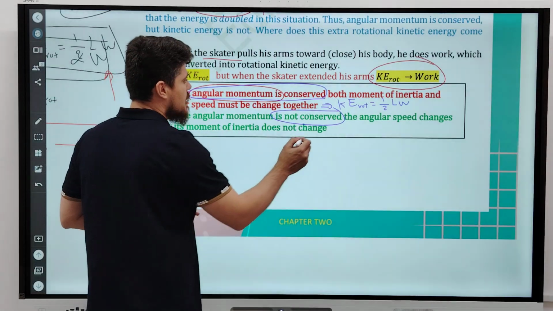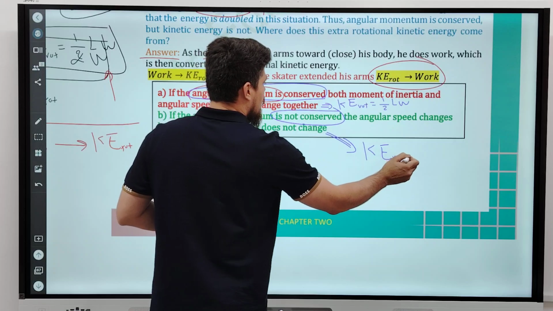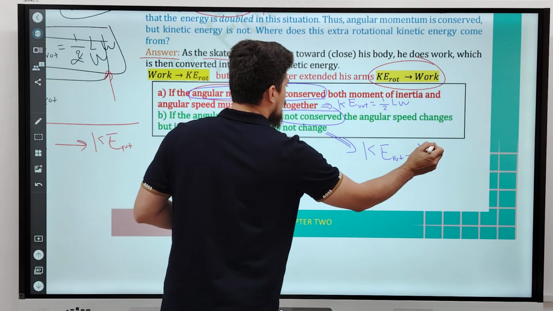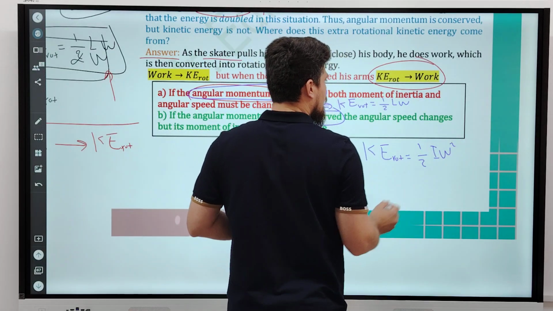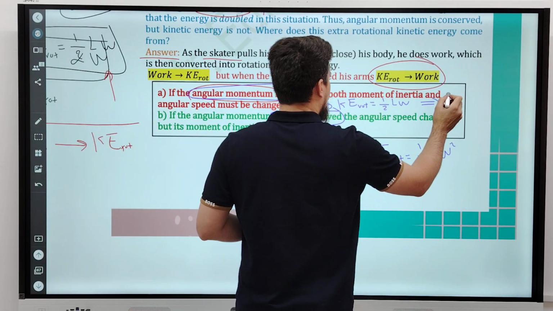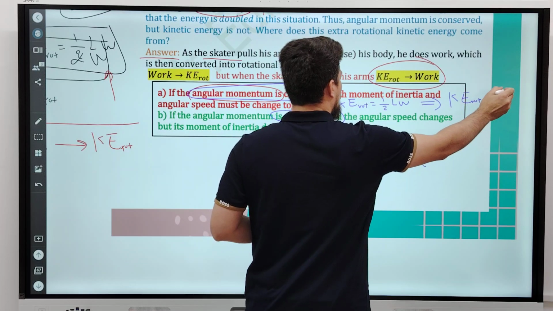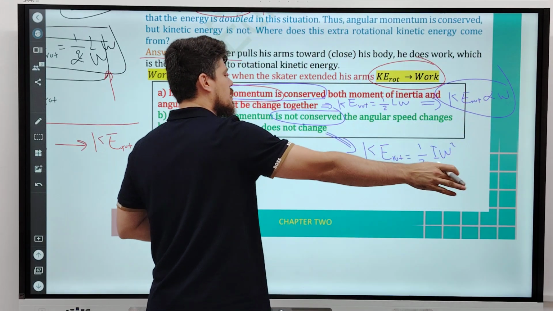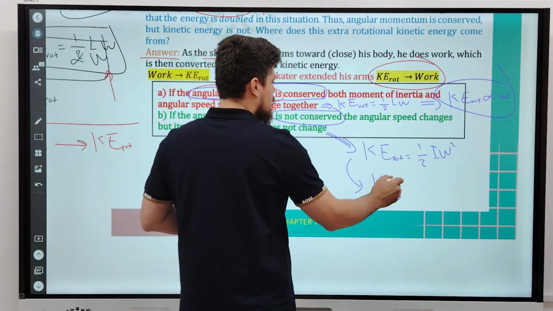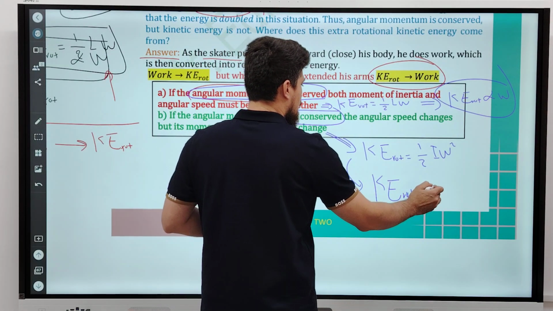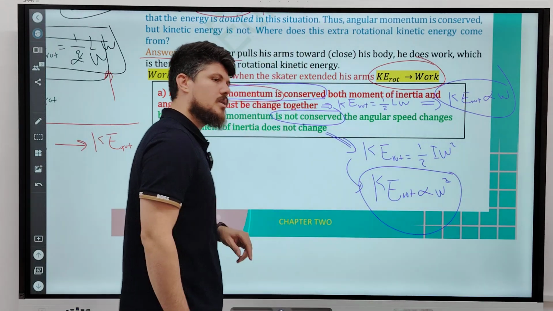So in that case, rotational kinetic energy is equal to 1/2 I omega squared. Look, for the conservation of angular momentum, rotational kinetic energy is directly proportional to the angular speed without the square. But when the angular momentum is not conserved, rotational kinetic energy is directly proportional to the square of the angular speed. What do you mean by that?